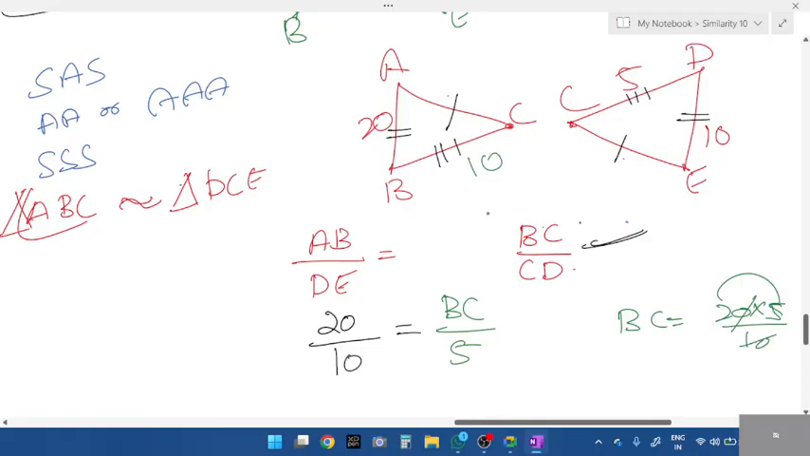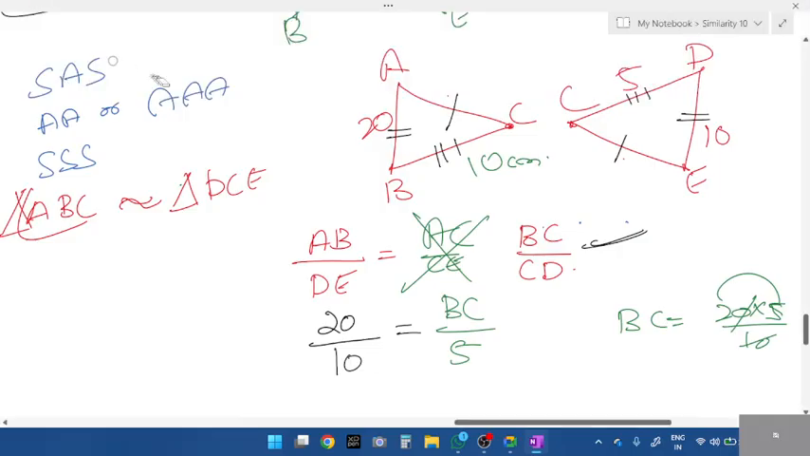10. Is this concept clear? All of you understood? The answer is 10 centimeter. The reason I erased AC divided by CE, students, is that it is not required. According to the formula, you write it. According to proportionality, we write all three together, just for namesake.